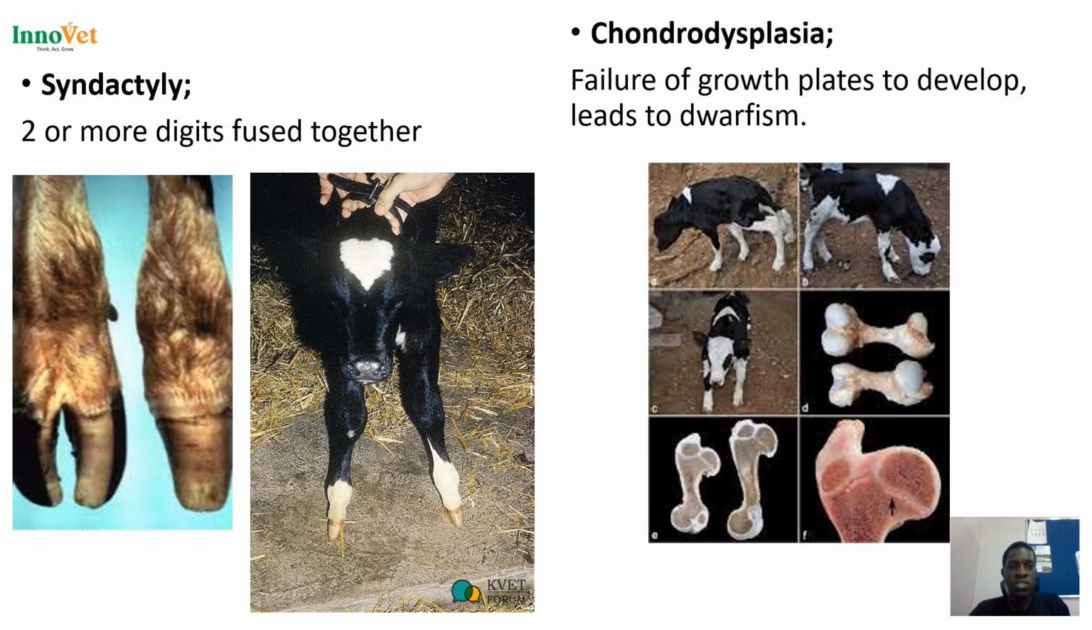When it comes to syndactyly, we shall see two homologous digits in the animal that have been fused together. For instance, in the picture, we see that the calf is standing on one digit, yet it is supposed to be standing on two. With chondrodysplasia, there is failure of the growth plates to develop, meaning the growth plates will not expand according to the way they should, and in most cases, this condition leads to dwarfism.